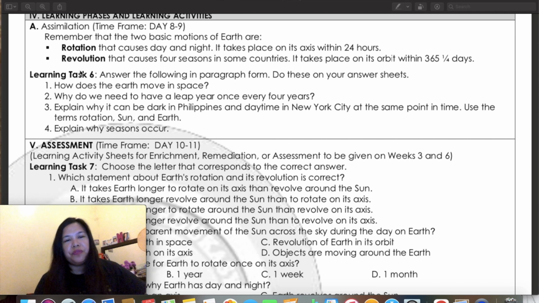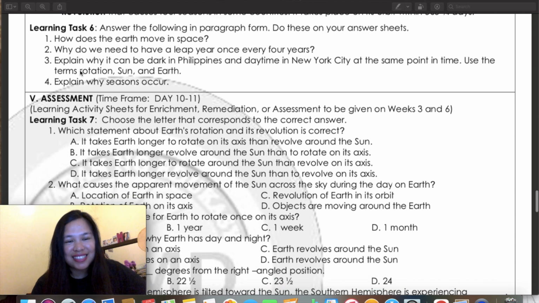Okay, so in our learning test 6, answer the following in paragraph form. So do this in your answer sheets. How does the Earth move in space? Why do we need to have a leap year once in every 4 years? Explain why it can be dark in the Philippines and daytime in New York City at the same point in time. Use the terms rotation, sun, and Earth. 4. Explain why season occurs.